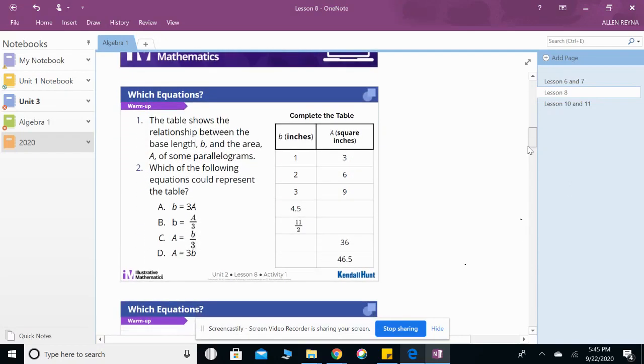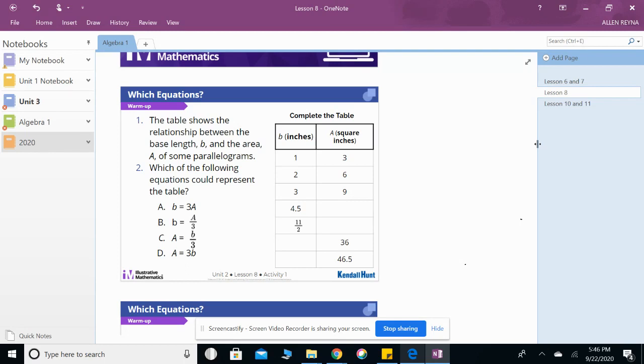For our warm-up, we have this table that we need to fill. It says the table shows the relationship between the base and the area of parallelograms. So we want to look for our pattern. We have 1 inch will equal 3 square inches for the area. A base of 2 will have an area of 6. A base of 3 will have an area of 9. So what is the pattern?